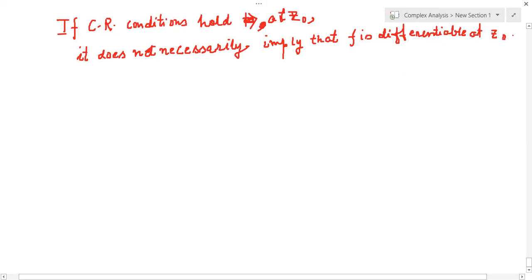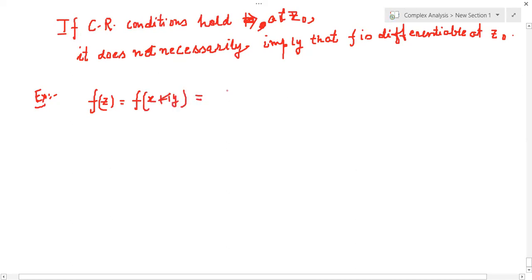Usually people make a mistake here. They think that if the Cauchy Riemann conditions are true, then the function is differentiable at that particular point. This is certainly a false statement. I gave you an example, and let us take another example today so that you'll be able to get this. So let me take one example.